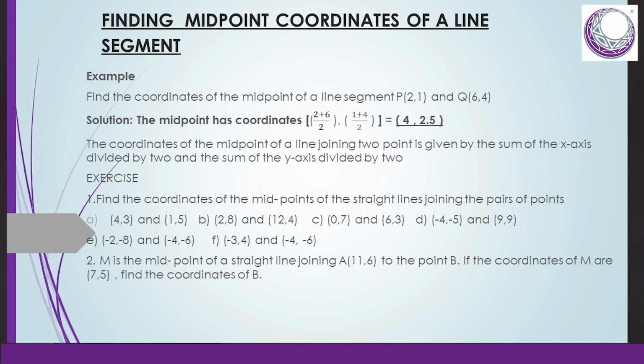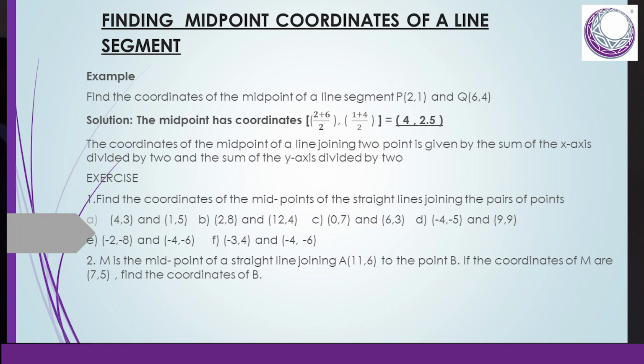So 2 plus 6 gives me 8. 8 divided by 2 gives me 4. That's where that 4 is coming from. And 1 plus 4 gives me 5. 5 divided by 2 is 2.5. So the midpoint coordinates of this line is therefore (4, 2.5).